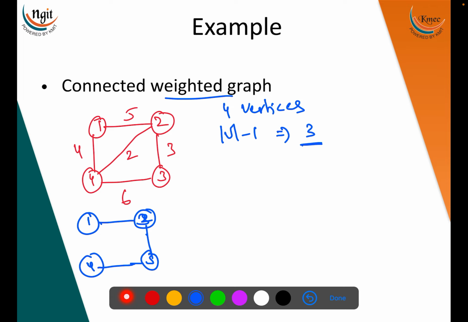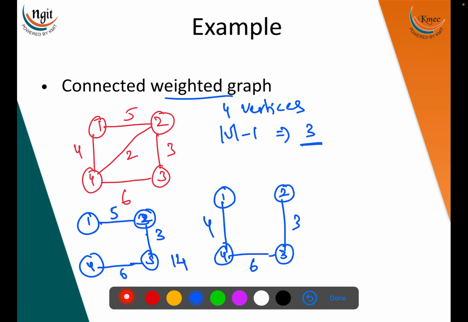Now, what is the spanning tree cost? The cost of the spanning tree is the sum of the individual edges' costs. That means 5 plus 3 plus 6. Cost is equal to 14. Now the other spanning tree, another feasible solution from the same graph. 1, 2, 2, 3. Now it is 4, 3, 6. Now what is the cost of this one? 13. So you can draw more spanning trees, right? As the formula suggests, you can take more spanning trees. 1, 2, 3. Now this is also one spanning tree, correct?